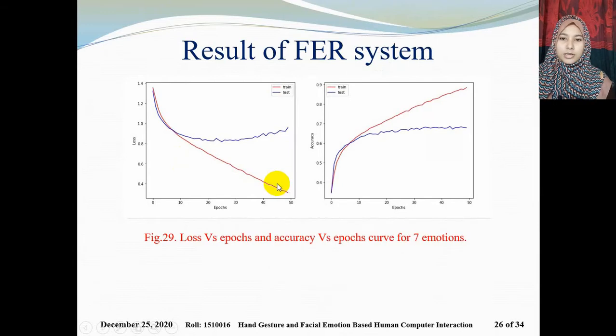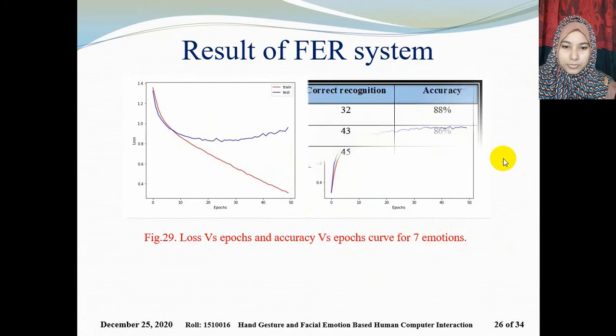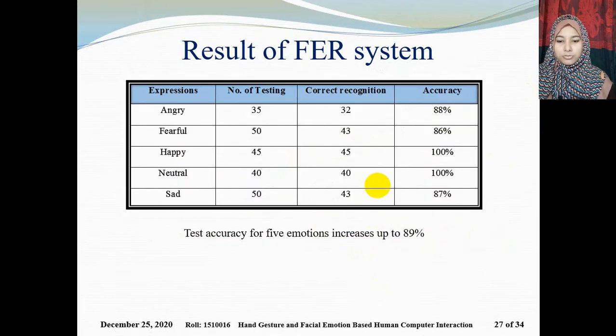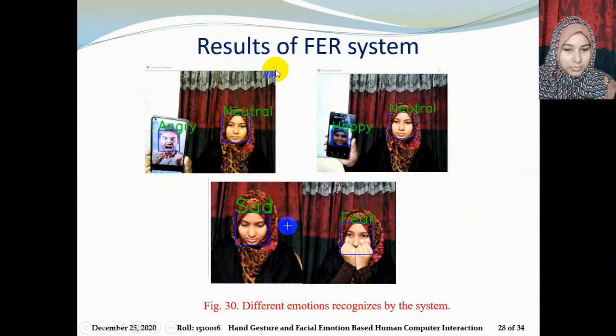And this is the result of the facial expression recognition system. The model was trained for 7 classes, and the training accuracy was around 90%, but the testing accuracy was around 68%. Later we used only 5 different emotions, and for 5 emotions the testing accuracy increased to around 89%.